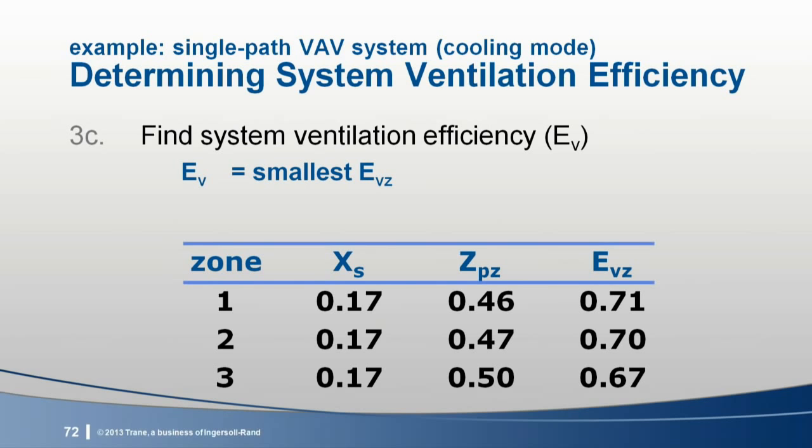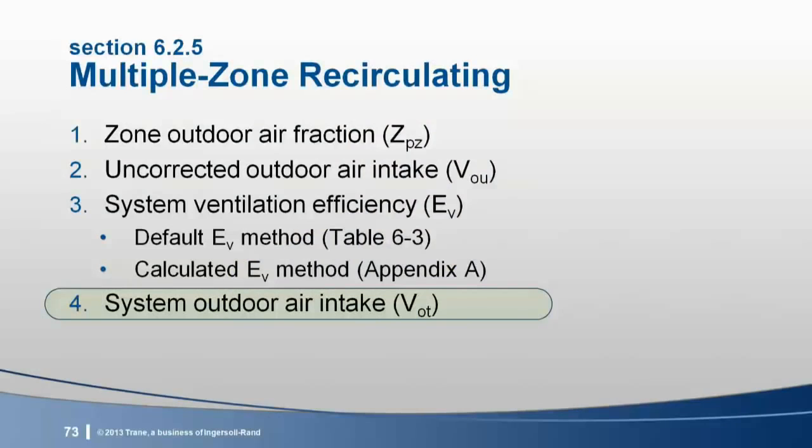Step 3C is to find system ventilation efficiency, which is simply the worst case or lowest zone ventilation efficiency. For our example, that's 0.67, the ventilation efficiency for zone 3. Okay, we're almost there. Now, with system ventilation efficiency calculated, the final step, step 4, is to calculate the required system outdoor air intake flow, or V sub OT.